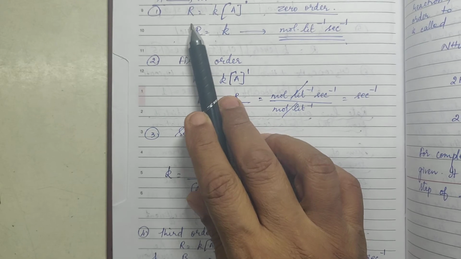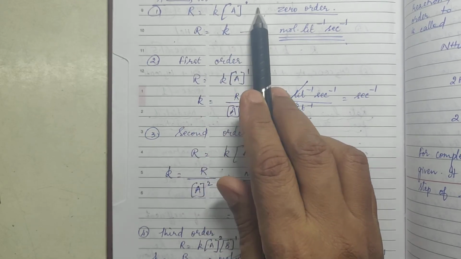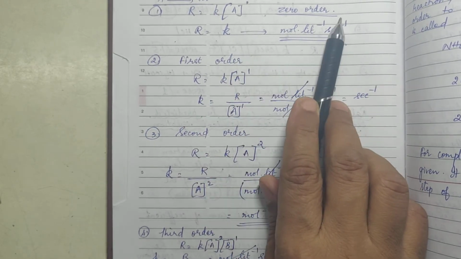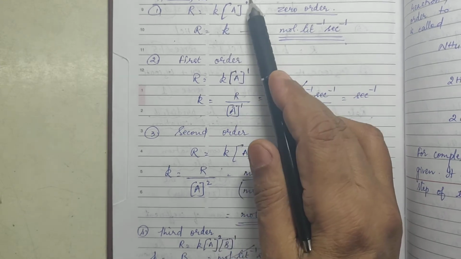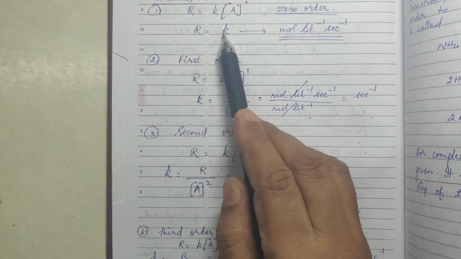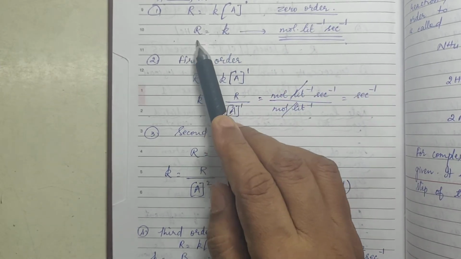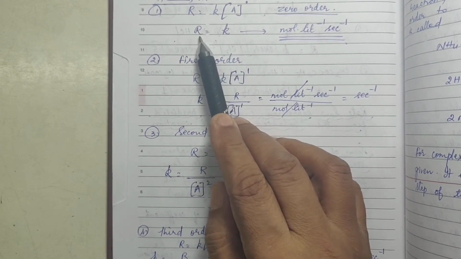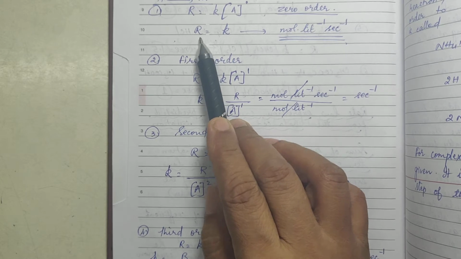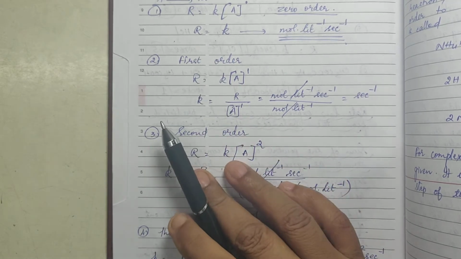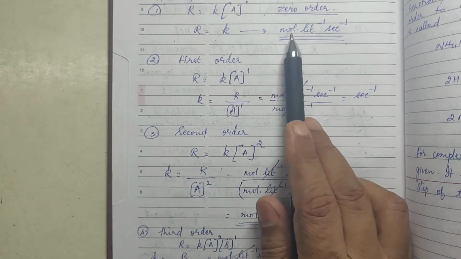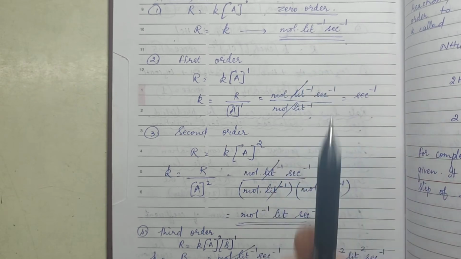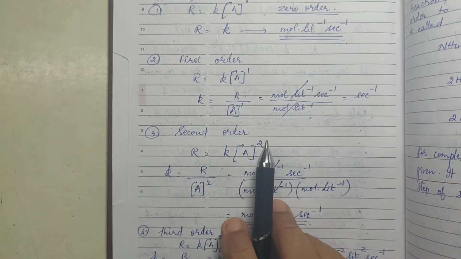Now if I say R is equal to K into A power 0, then since the power is 0, it's a 0 order reaction. Anything power 0 is 1, so R is equal to K. So in such a case, the unit of R will be the unit of K. Now what is the unit of R? The unit of R is change in concentration upon time taken, so moles per liter per second. So that is the unit of K.